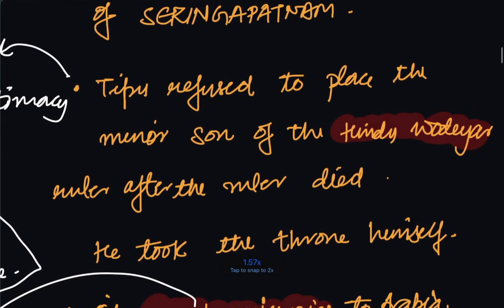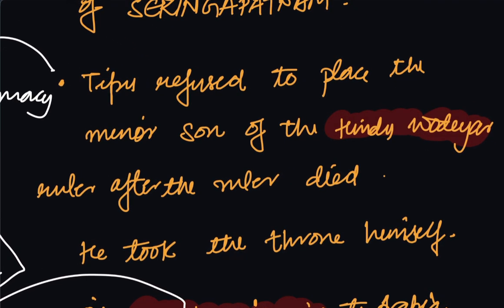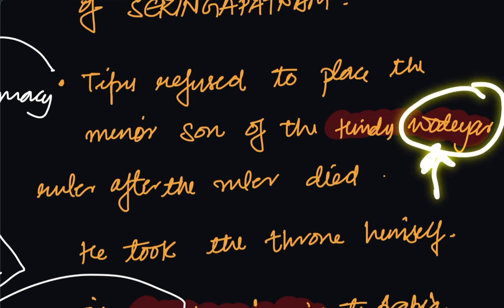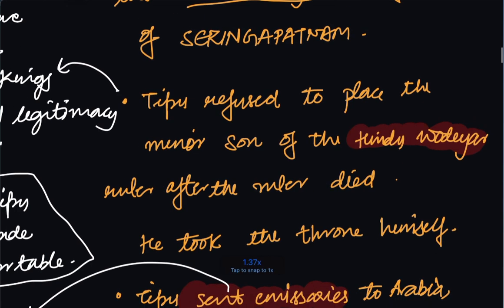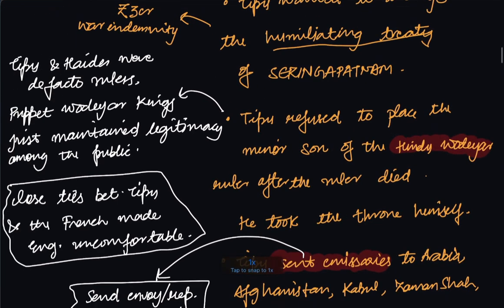Another point that is worth mentioning, Tipu refused to place the minor son of the Hindu Wadaya dynasty on the throne. So what used to happen, Tipu and his father, Hyder Ali, were the de facto rulers. They were not the actual rulers. They exercised their power on behalf of rulers. The actual rulers were from the Wadaya dynasty. They acted as puppet rulers. So what Tipu did, after the ruler died, he refused to put the minor son of the Wadaya dynasty on the throne, and instead he himself took up the throne. So this infuriated the English very much.